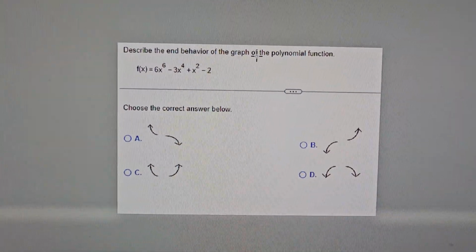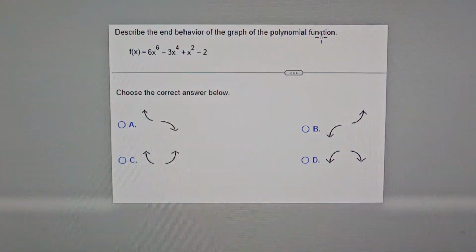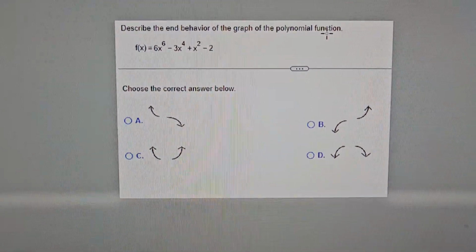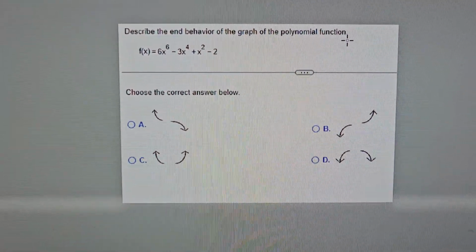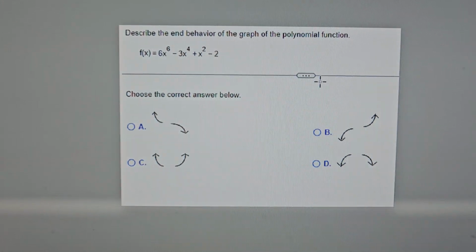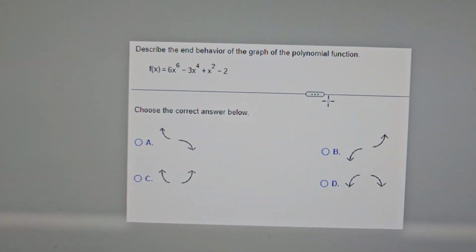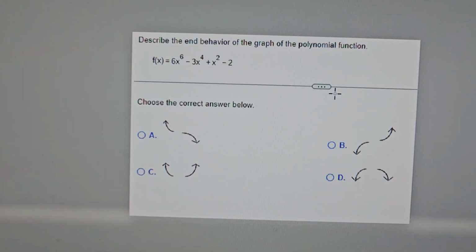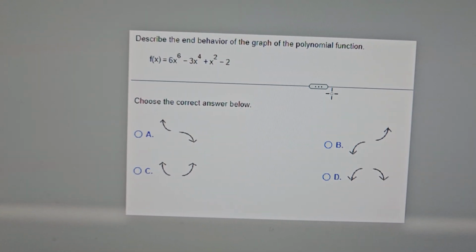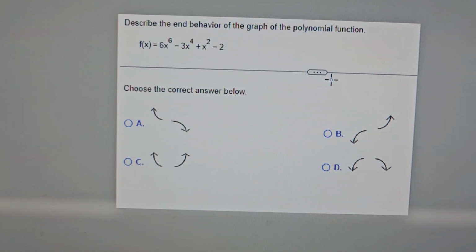Describe the end behavior of the graph of the polynomial function. This was on quiz number 3, I believe it was question number 15 or 16. And really, there are two things you need to understand for this question. You need to understand how to find the degree of a function, and you need to understand how to find the leading term and then the leading coefficient.